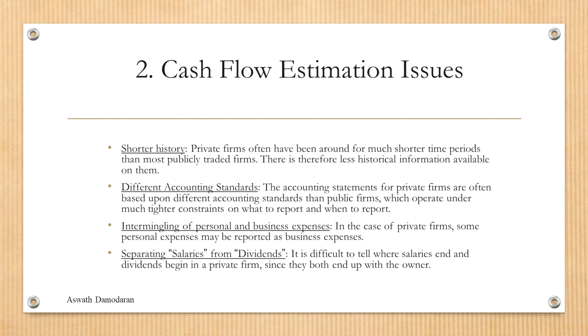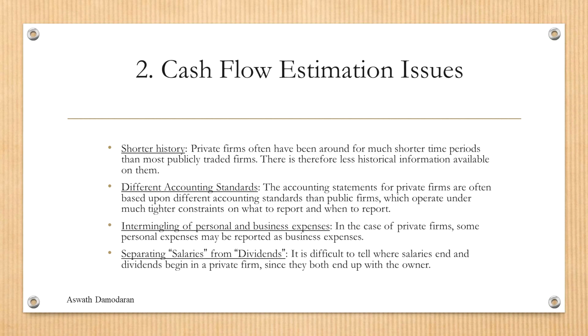For cash flow estimation, there are four typical issues that you need to address. First one is the shorter history. Private companies often have been around for much shorter time periods than a publicly traded company. Therefore, there's less information available to assist your analysis. And the second, accounting standards can be different. For a public company, their financial reporting has to be consistent with generally accepted accounting principles, but for a private company, it does not have to be. Therefore, you might need to do a lot of financial statement adjustments to come up with a more reasonable estimation on those accounting items.